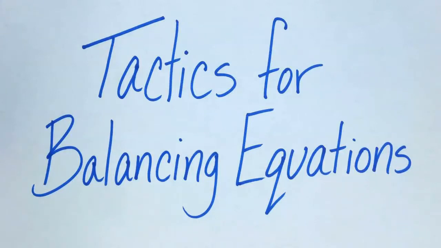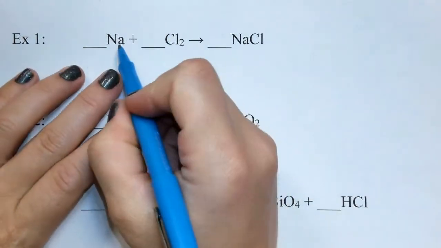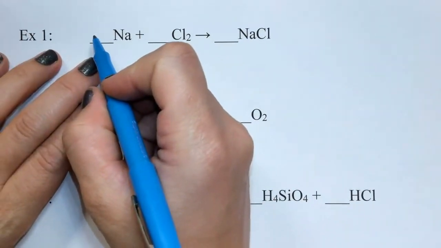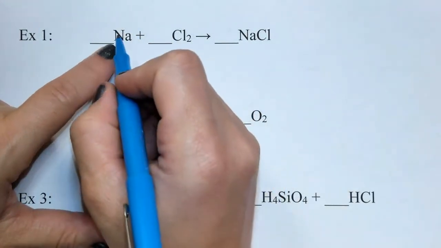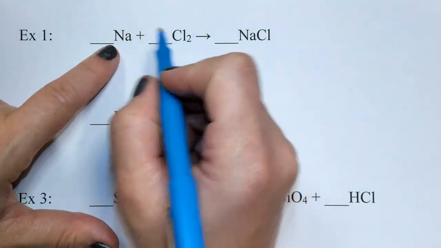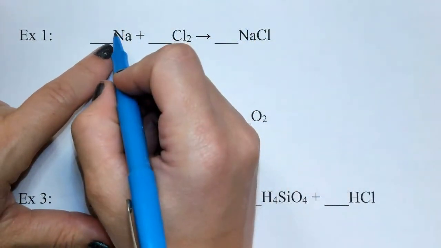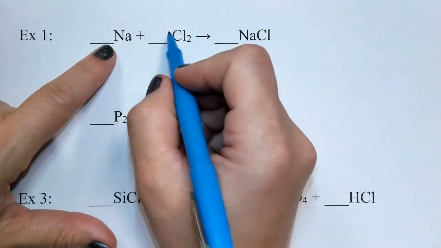Here are 4 examples of the tactics for balancing equations. So you can never change subscripts, we can only change coefficients, which are the big number in front. We want to have an equal number of each type of atom on both sides of the yield sign. So we're just going to work our way from left to right, each reactant one at a time.